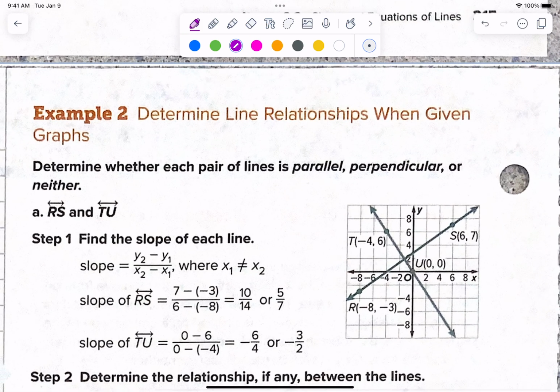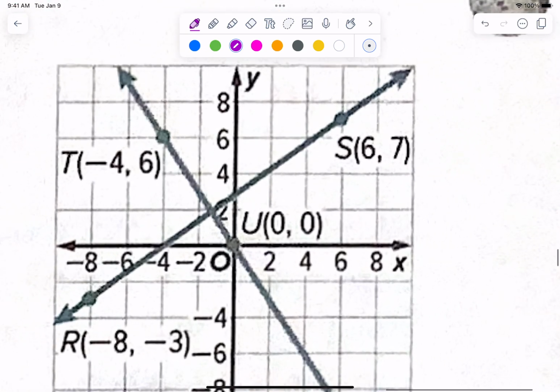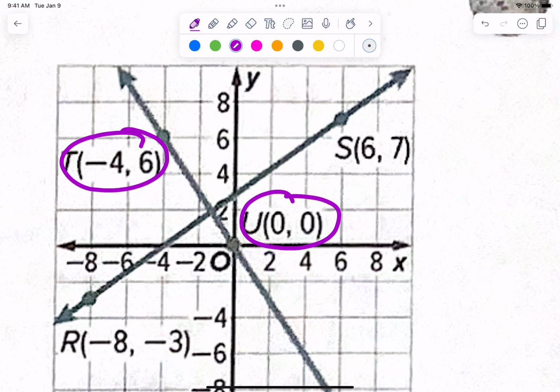Determine line relationships when given a graph. We want to determine whether RS and TU are parallel, perpendicular, or neither. I'm going to do this by looking at the chart. You can, if you want to, figure out the m by using the points. You can totally do that, but I'm going to just count.